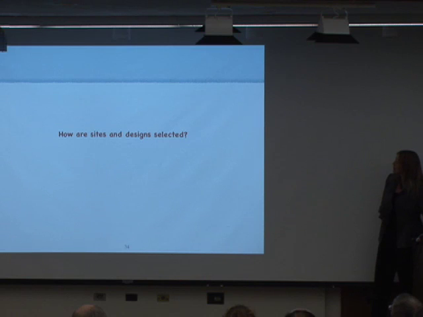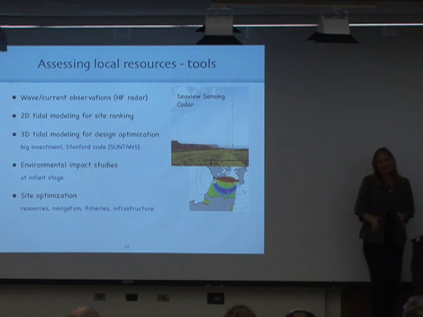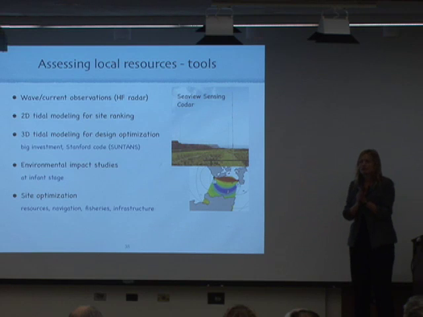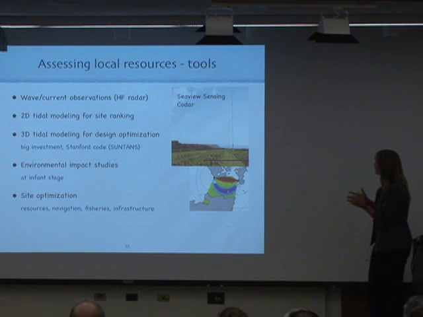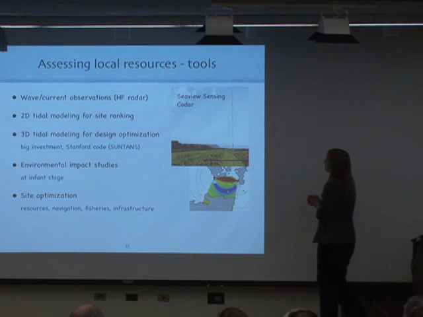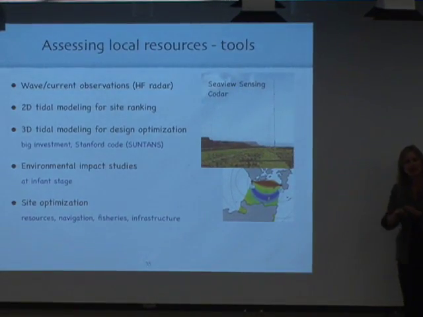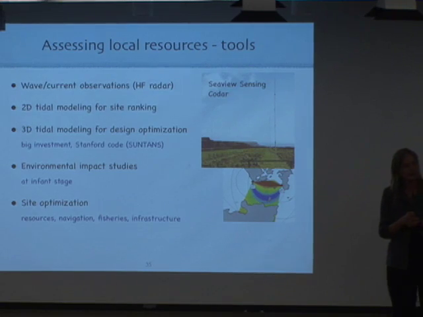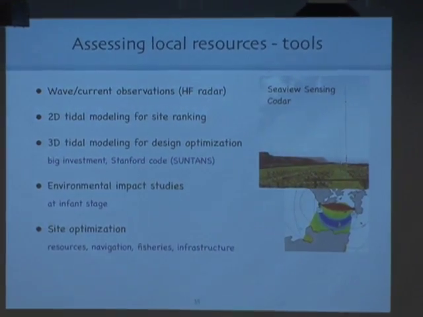Okay, so now let's look at sites and designs, how they're selected. If you want to assess a local resource, you need quite a lot of tools. And most of this has not really been done very well. So when they're looking at a site, first of all, you want to get some idea of wave and currents. Most of the time now people just look at weather buoys. But if you really want to have a good estimate, you need to use something like HF radar.